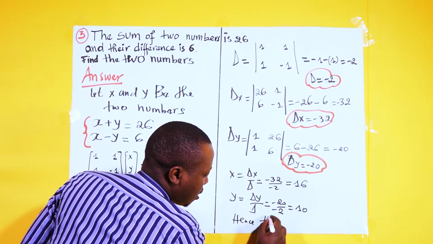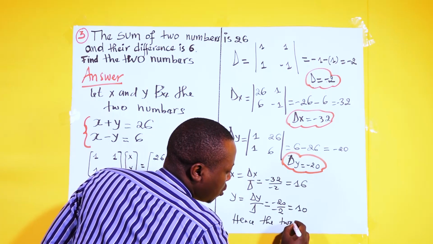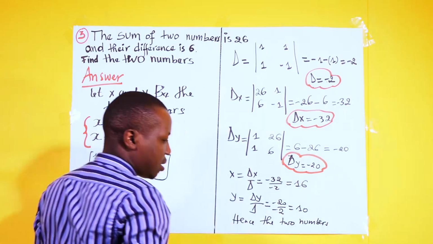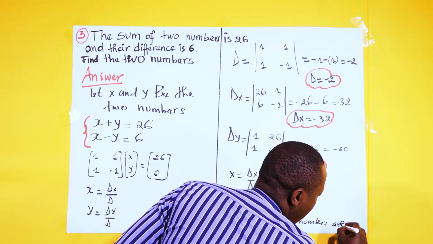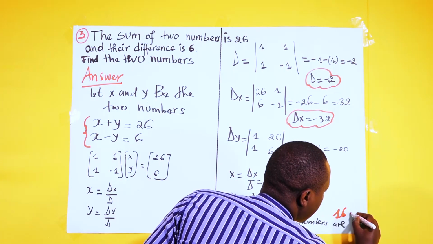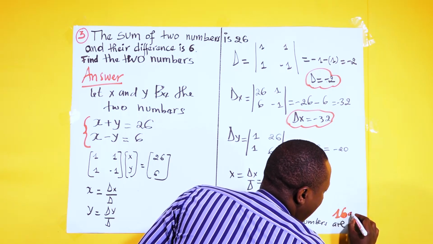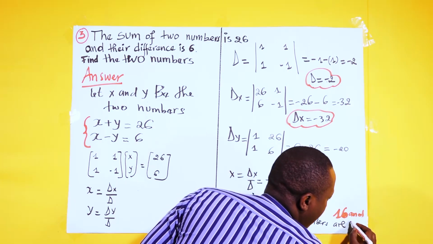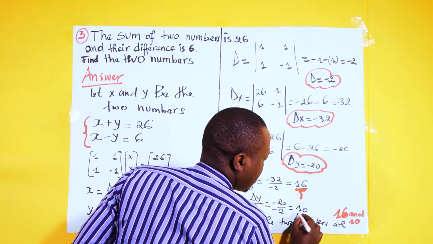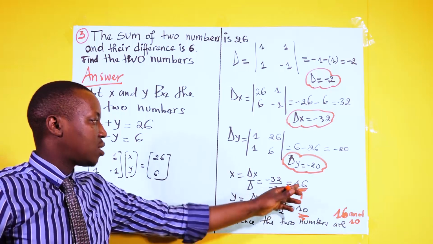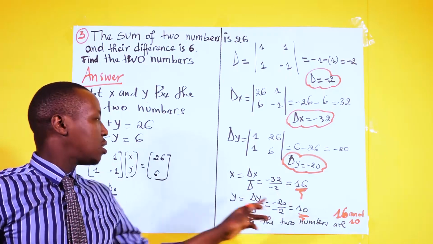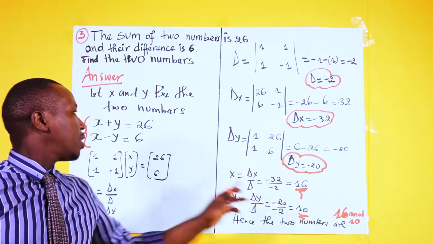Hence, the two numbers are 16 and 10. 16 and 10. To verify, you can take 16 and then you add 10 and get 26. When you take 16, you subtract 10, the answer is 6.